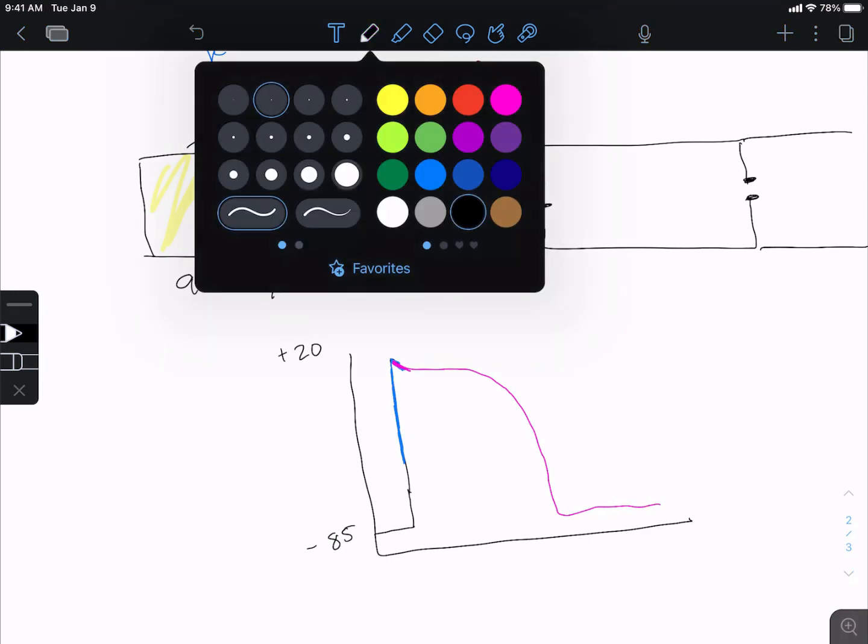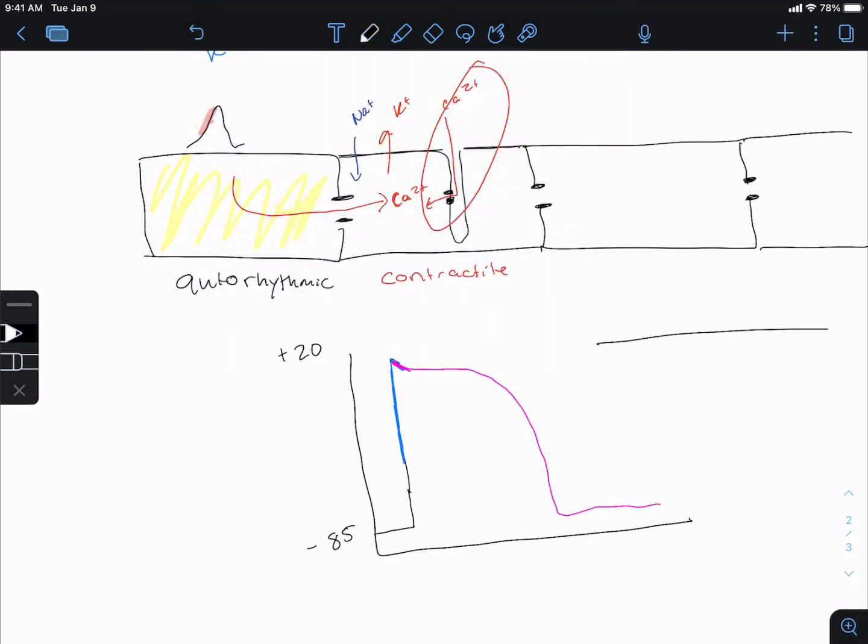If you look at it like this, if I were to draw the plasma membrane here, what I would actually see is potassium continuing to leave my cell at the same time that calcium is coming into my cell. And so we end up having an exchange.